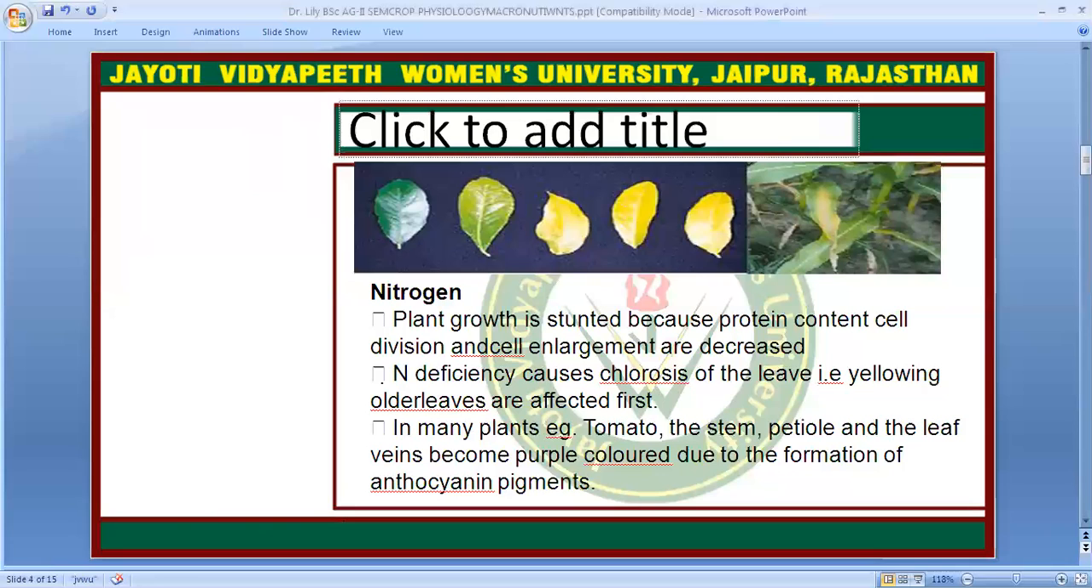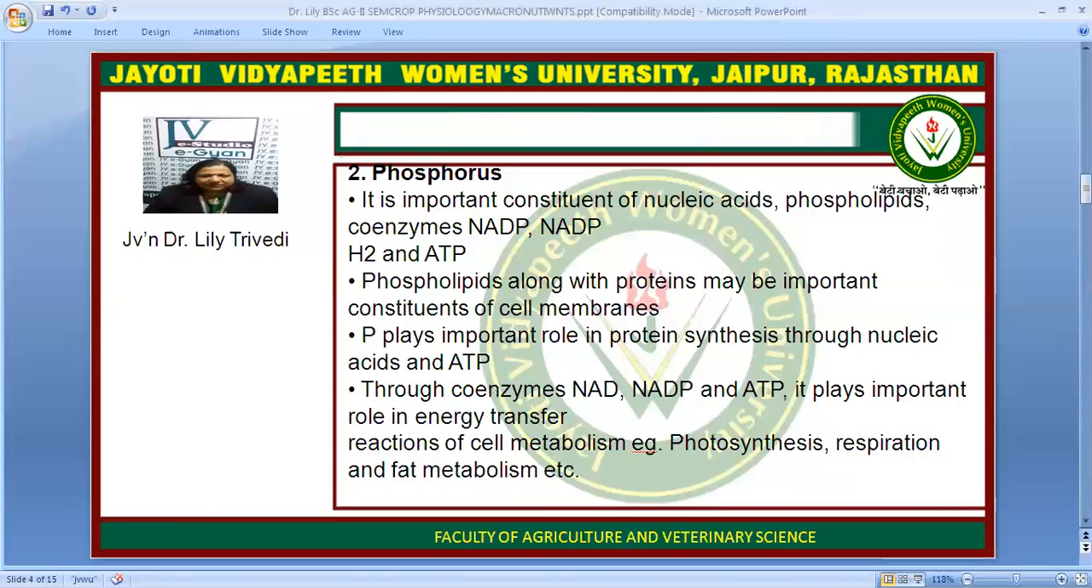So, this nitrogen deficiency causes chlorosis in the leaves, and the yellowing of older leaves is affected first. In many plants like tomato, the stem and petiole and the leaf veins become purple color due to the formation of anthocyanin pigment. The second macro element is phosphorus.